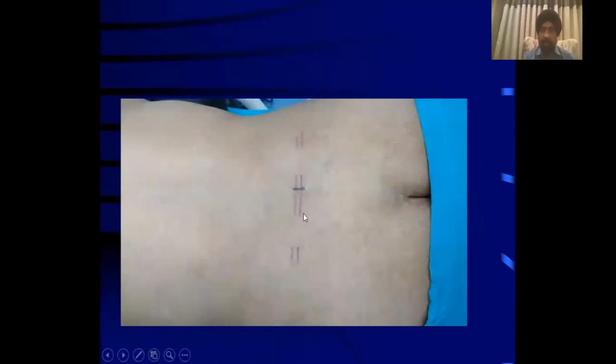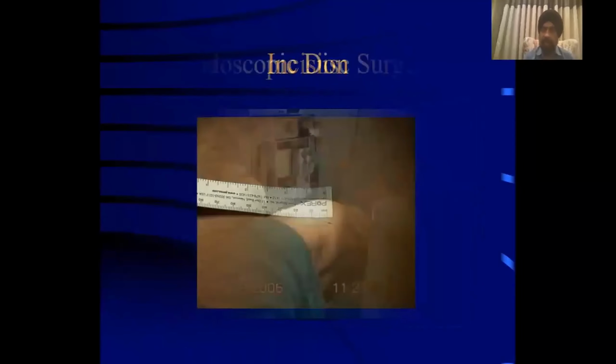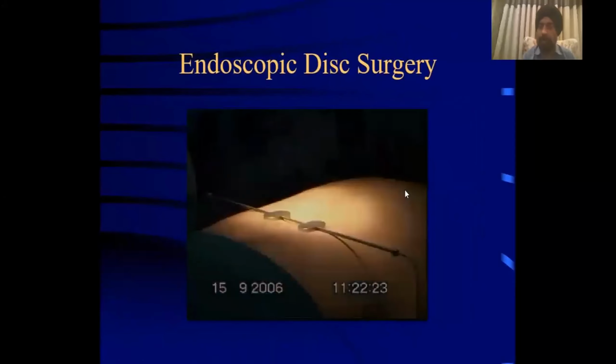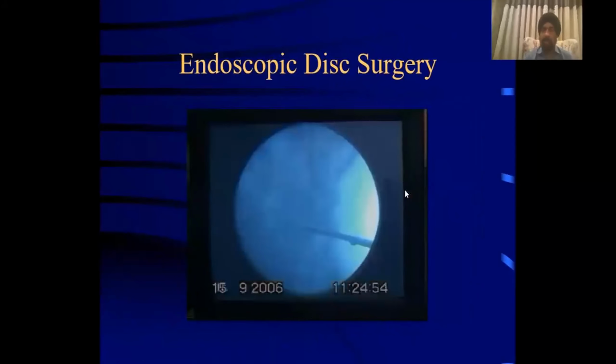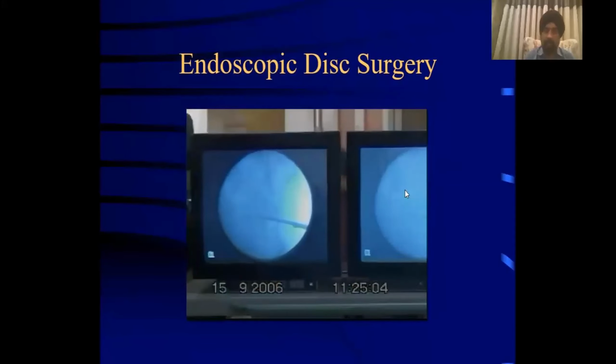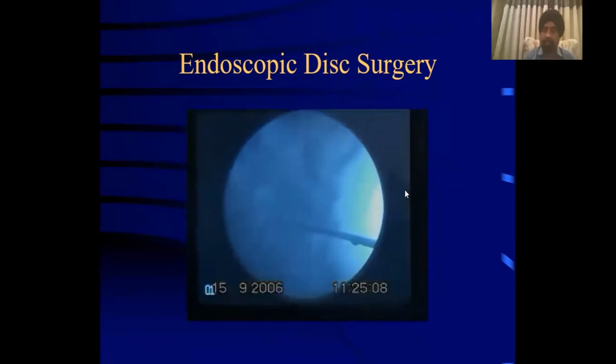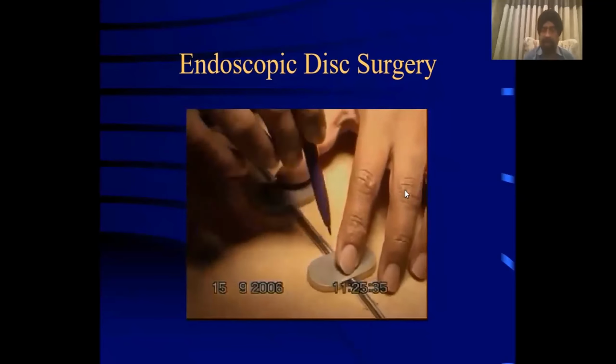Then an incision of about 1.5 centimeters is marked on the side where you want to go, about 1 centimeter from the midline, just on the lateral edge of the spinous process. And this is the video external view, and the level is being localized under X-ray control, and then the incision is marked.